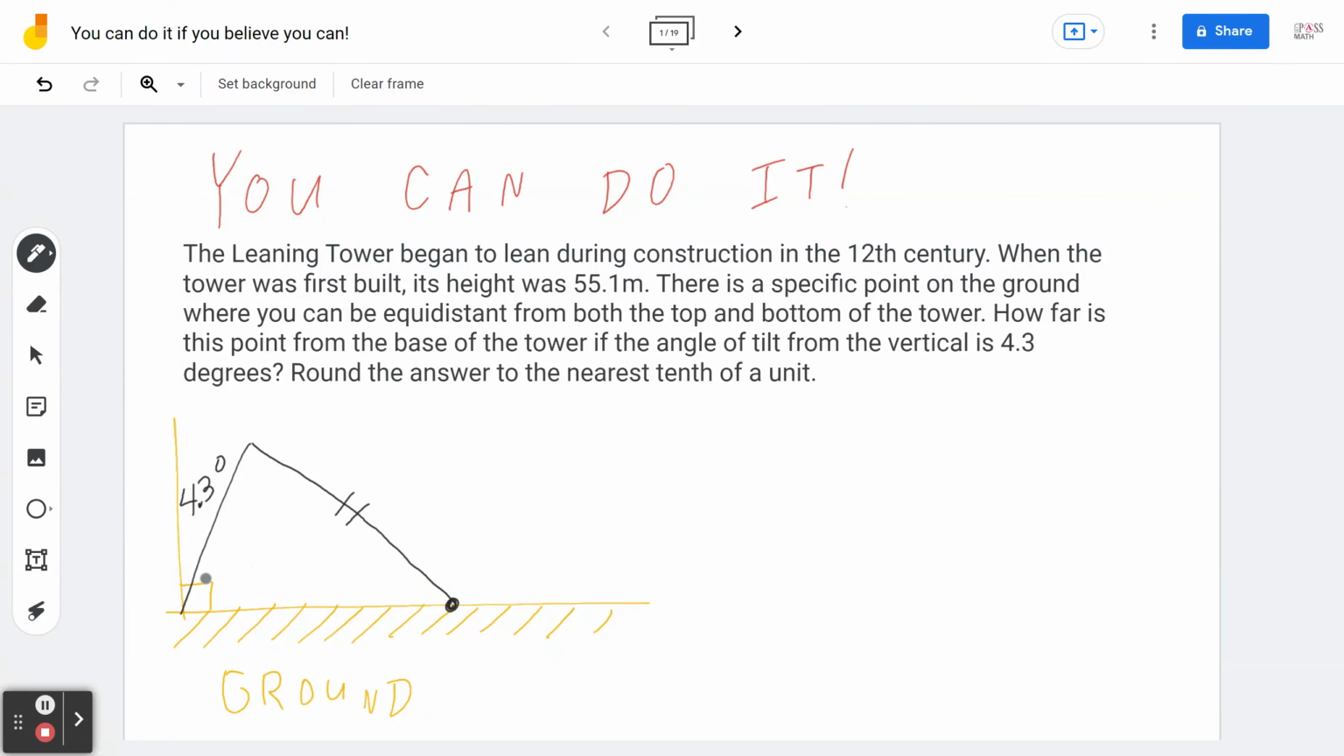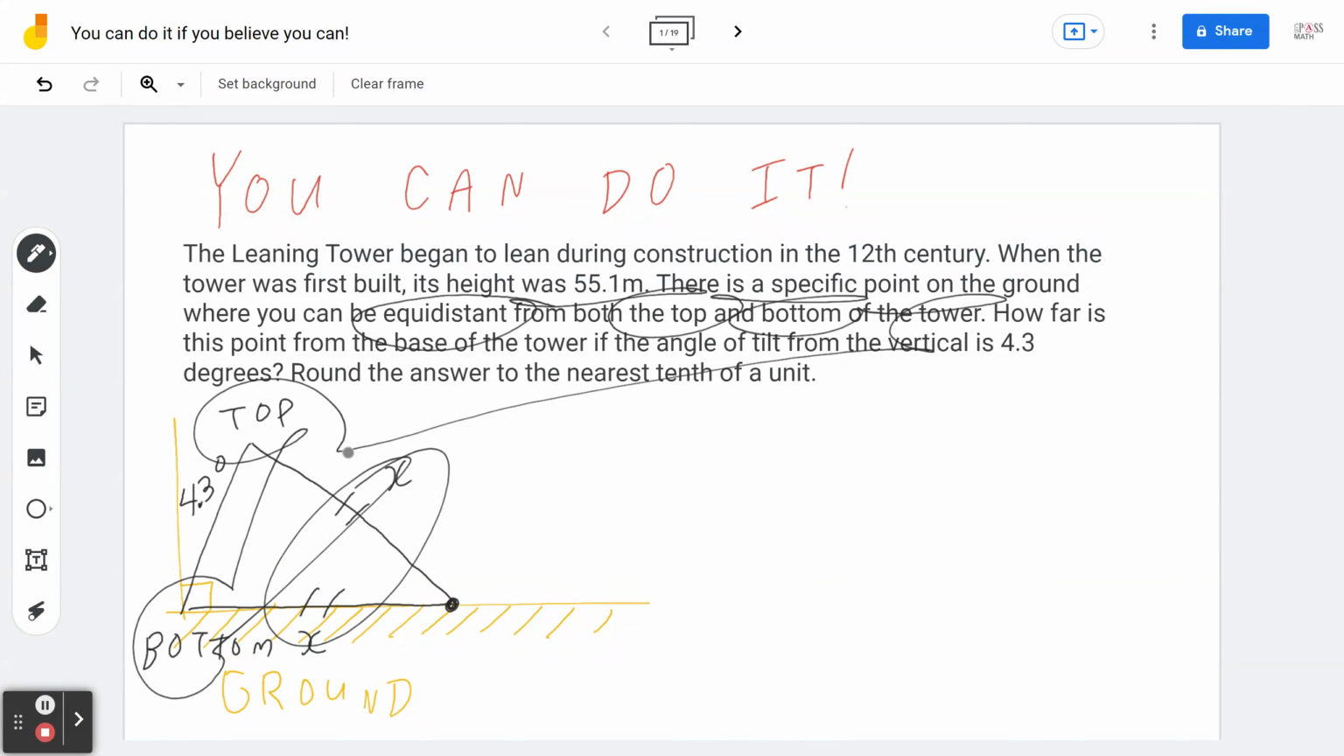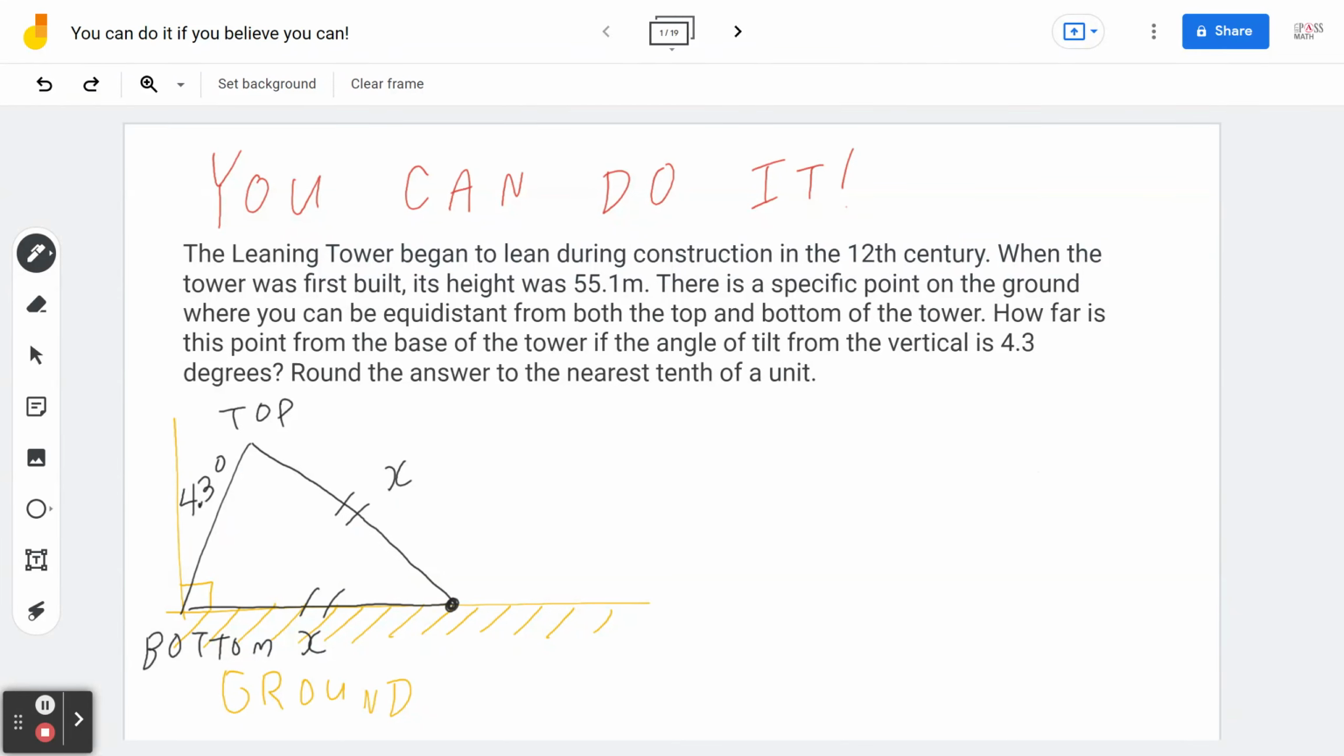This distance is the same as this distance. So if you go back to the sentence where it says equal distance from the top, this is the top, by the way, and the bottom, which is there, of the tower. So we want to find that distance, which we'll call x, which is right here, such that this is the top, this is the bottom. So one more time: equal distance from the top and the bottom of the tower. That's what you're looking for. That's it. So one more number you want to calculate, then we can go straight to step 2.